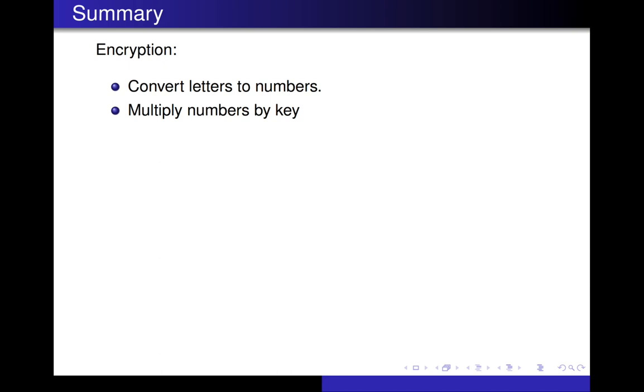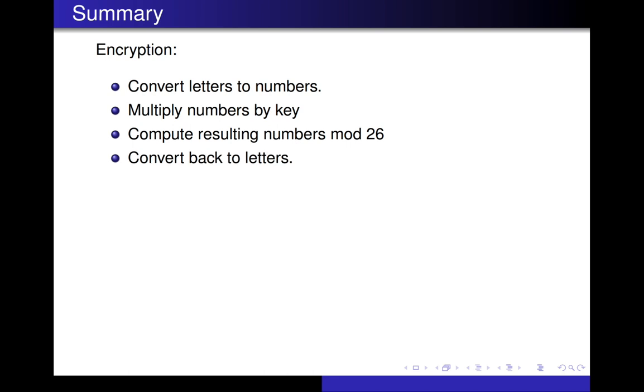All right, so here's a summary just of the decimation cipher, just so you understand what's going on. For encryption, the first thing you do is convert the letters to numbers. You multiply the numbers by the key. You compute the resulting numbers mod 26. In other words, you take them mod 26. And then you convert them back into letters, and that's your ciphertext.